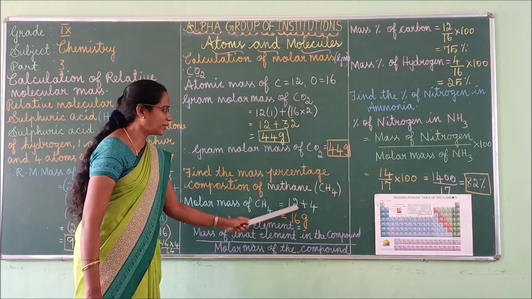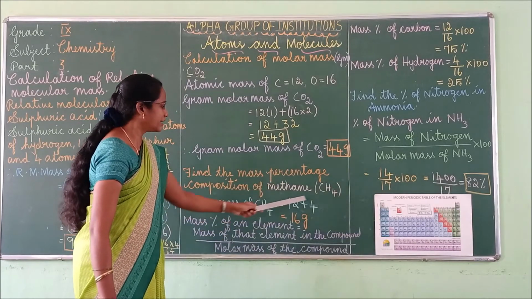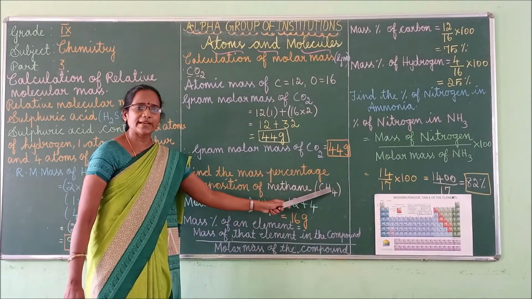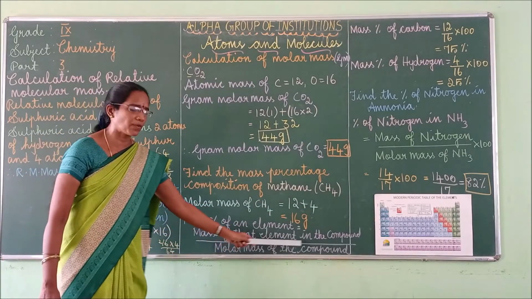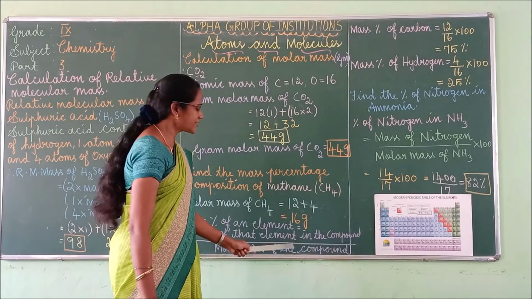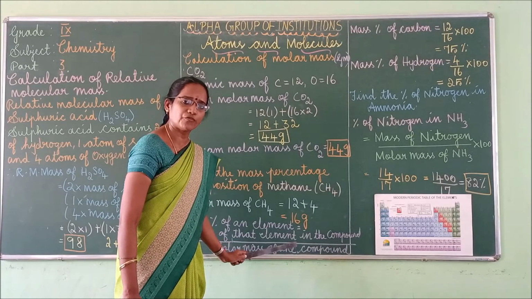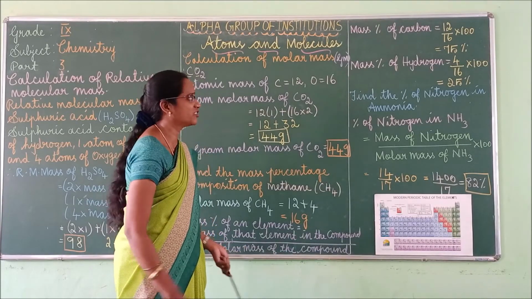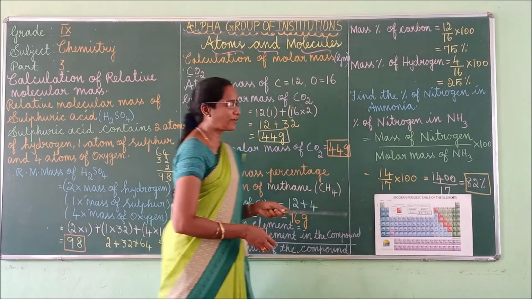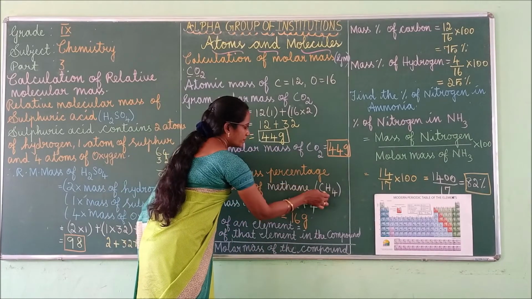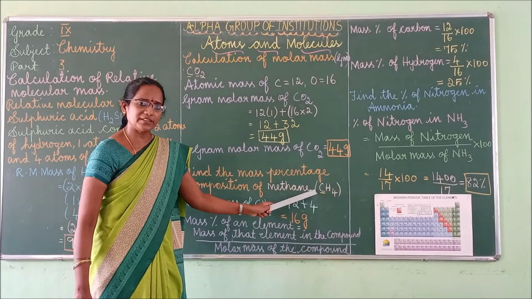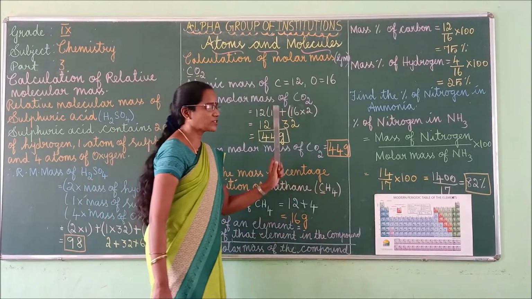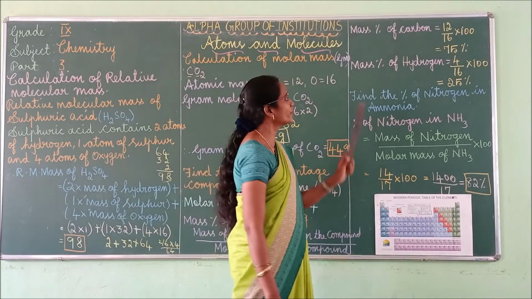Right. So what elements are present in methane? It is carbon as well as hydrogen. Both the elements are present, isn't it? Divided by molar mass of the compound. This formula you have to apply to find out the mass percentage. Next step, first you have to find out the mass percentage of carbon. Okay, because carbon is given first, isn't it? So first you have to find out the mass percentage of carbon.